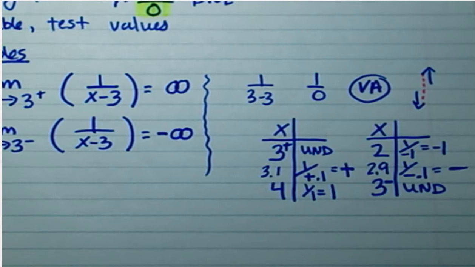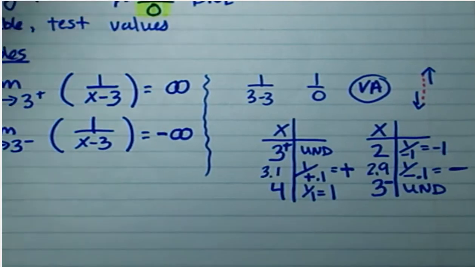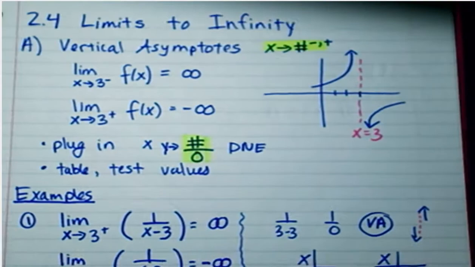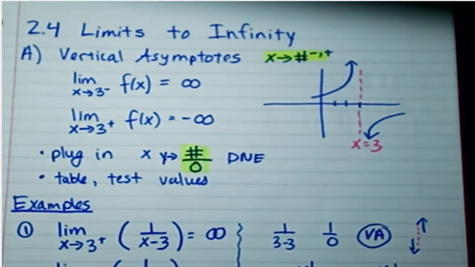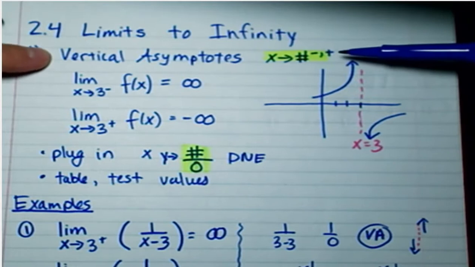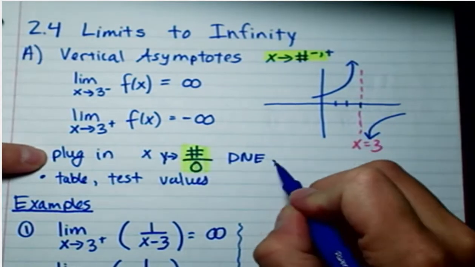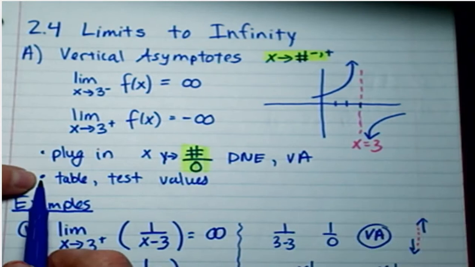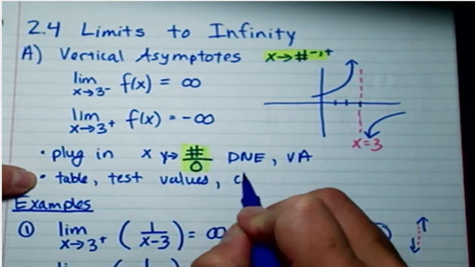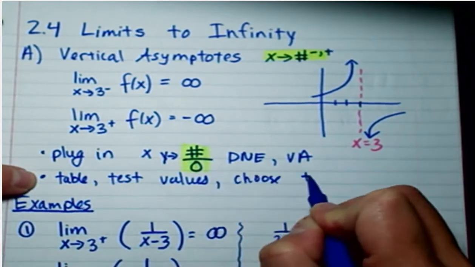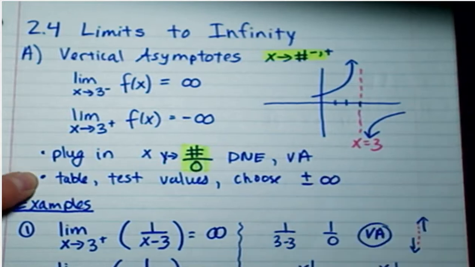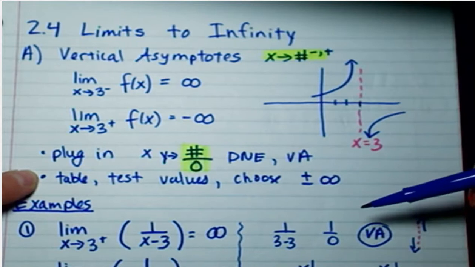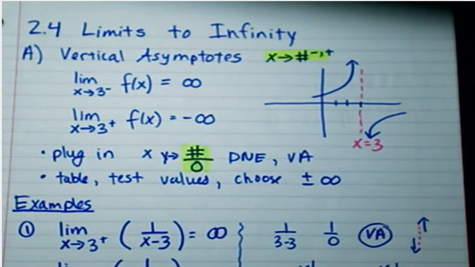That's it. So I'm going to go back up here to my little set of information, because I'm thinking of my flow chart. As x approaches a number, I end up with a vertical asymptote. The next thing I do is test values and choose positive or negative infinity. If it's a vertical asymptote, those are your only 2 answers. That's it.